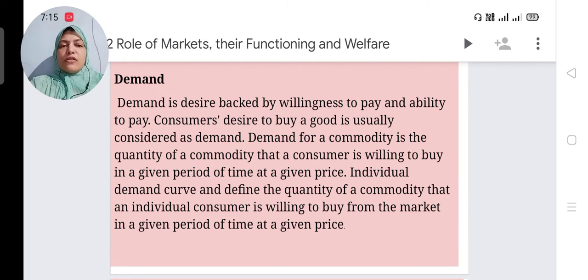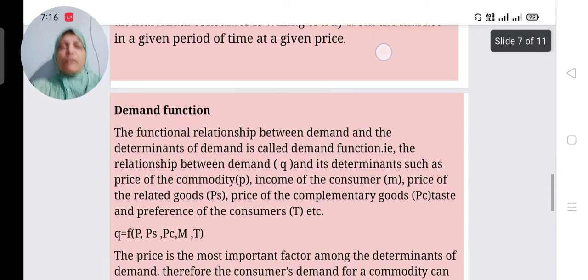Individual demand curve can define the quantity of a commodity that an individual consumer is willing to buy from the market in a given period of time at a given price.